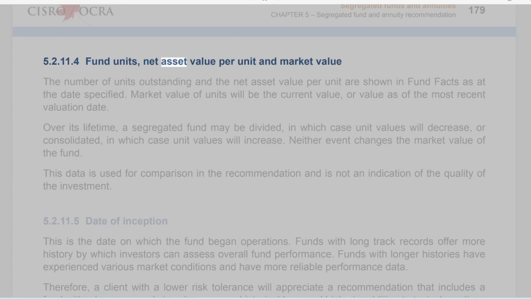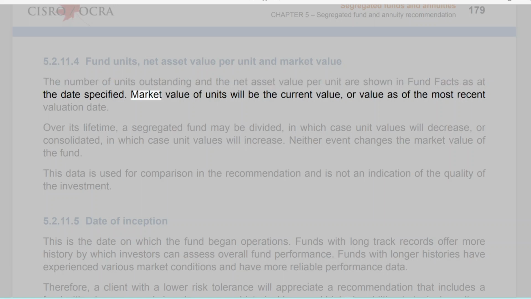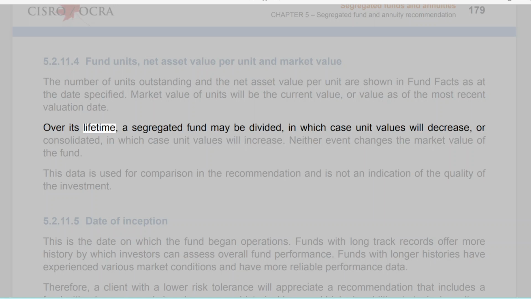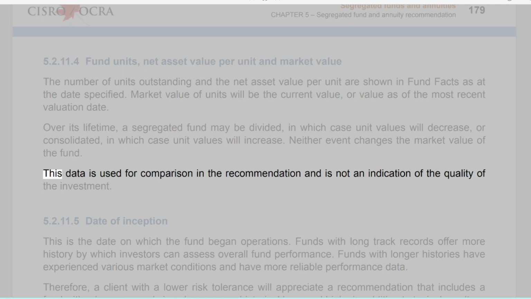5.2.11.4 Fund Units, Net Asset Value per Unit and Market Value. The number of units outstanding and the net asset value per unit are shown in fund facts as at the date specified. Market value of units will be the current value, or value as of the most recent valuation date. Over its lifetime, a segregated fund may be divided, in which case unit values will decrease, or consolidated, in which case unit values will increase. Neither event changes the market value of the fund. This data is used for comparison in the recommendation and is not an indication of the quality of the investment.